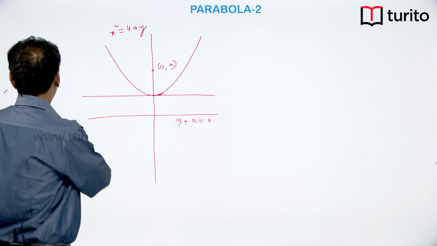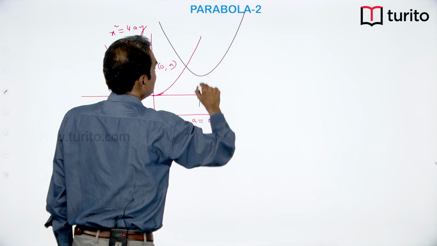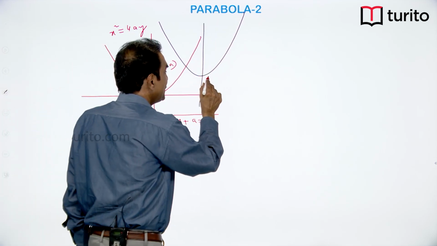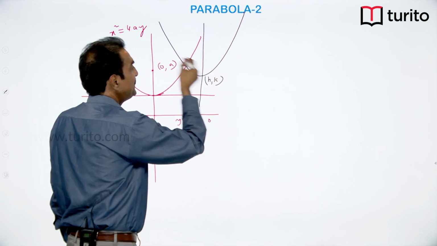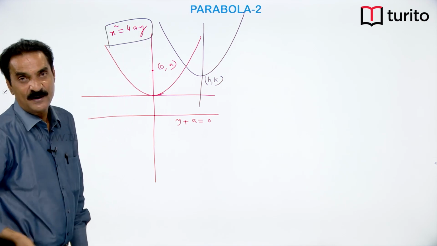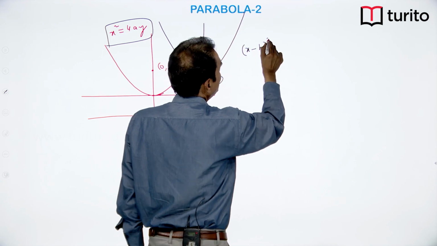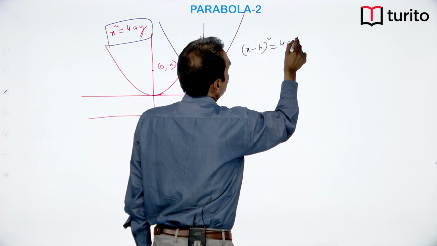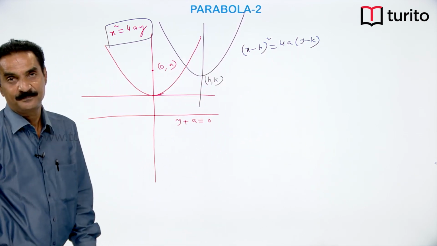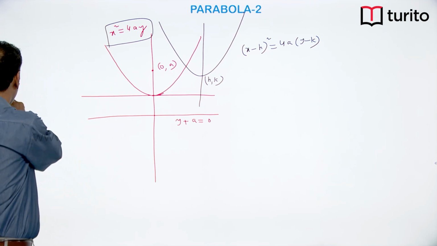Now if this parabola is shifted to some other position keeping the axis parallel to the y axis, then if the new vertex is h comma k, the equation of this parabola will be given by replacing x by x minus h and y by y minus k. So the transformed equation will be x minus h whole square is equal to 4a into y minus k. This is the equation of this parabola. Okay. Now let us see all the characteristics of this parabola.